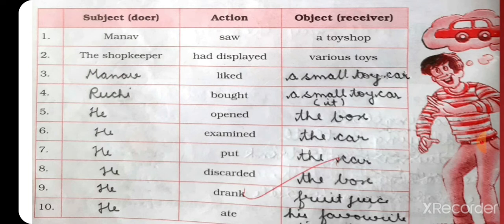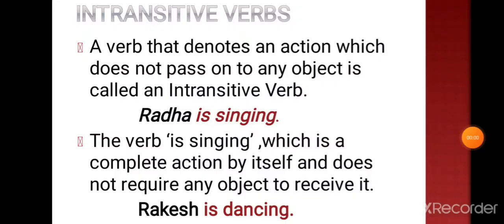Okay, and students, remember again that transitive verbs always answer the question what or whom. Okay, like saw what? A toy shop. Displayed what? Various toys. Okay beta, let's move on to the intransitive verbs, beta.